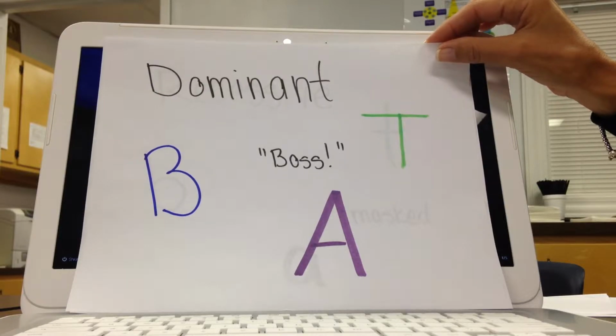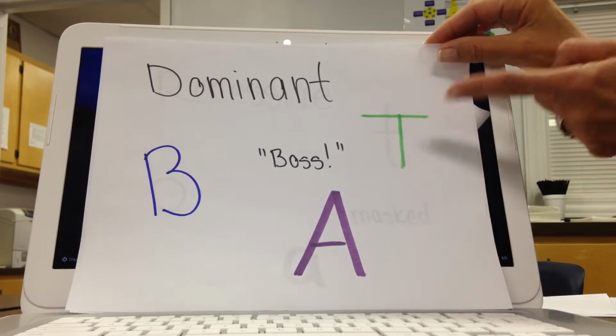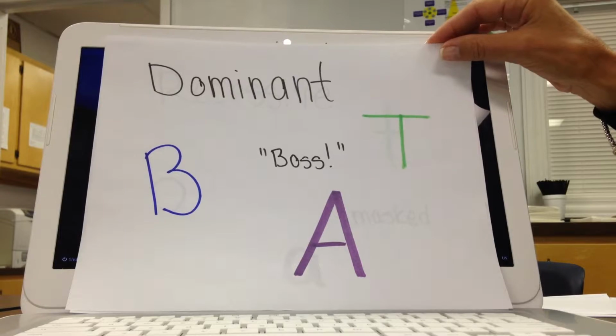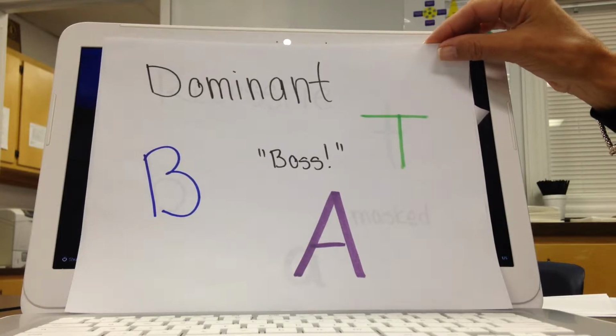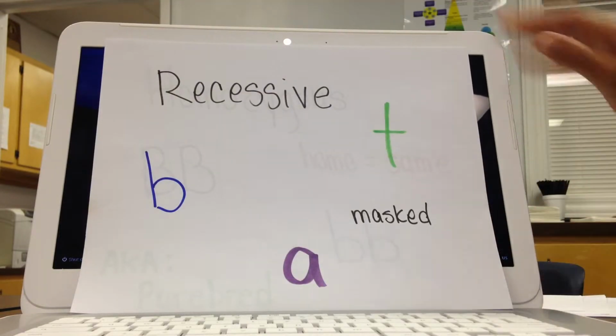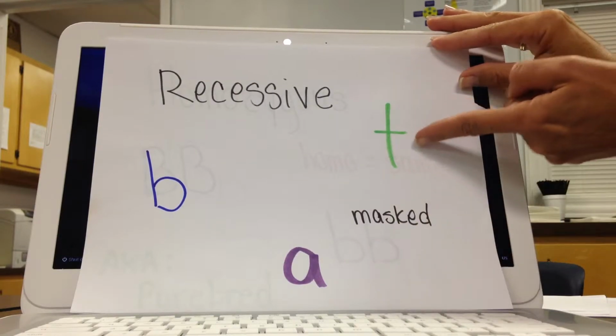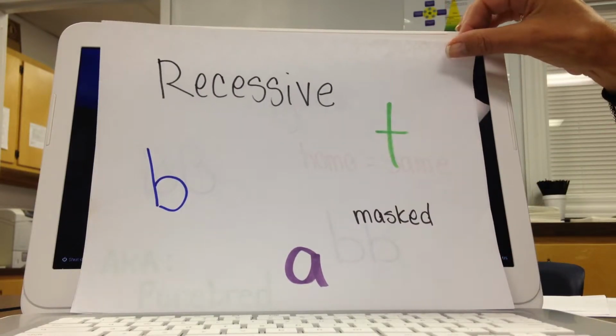Notice that dominant traits are capitalized, and this will be the boss or the observed trait. Notice that recessive traits are lowercase, and this trait will be masked if a dominant trait is present.